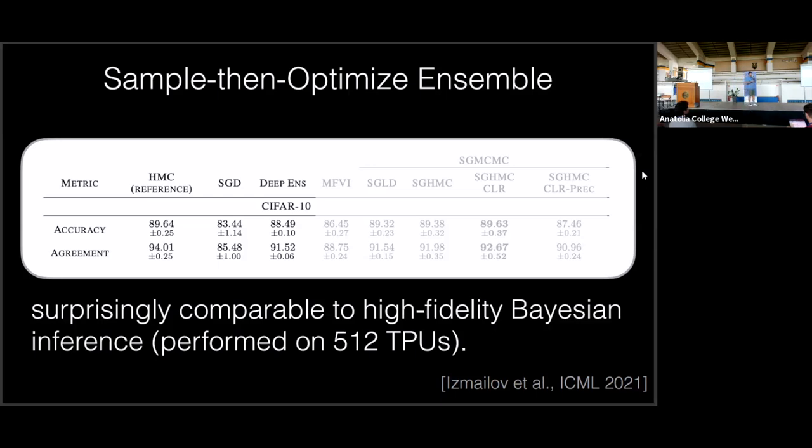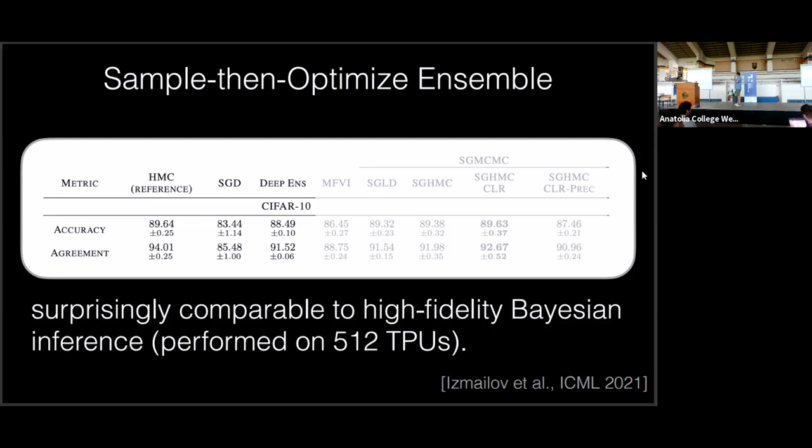The empirical evidence for this is this nice paper by Izmailov et al., ICML 2021, where they did the most computationally intensive Bayesian inference to date on big neural networks, like ResNets. They computed what's called the HMC solution, which is as gold standard as you could get. They did it on 512 TPUs. And they compared this to some other things. The second column is just doing regular stochastic gradient descent, and the third column is doing this deep ensemble technique, or this sample-then-optimize technique I just described.